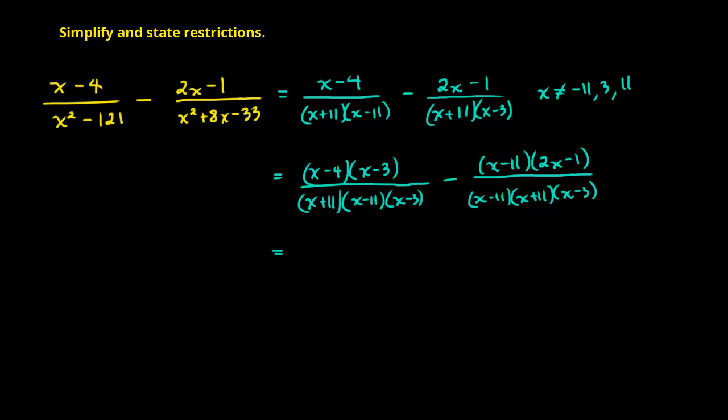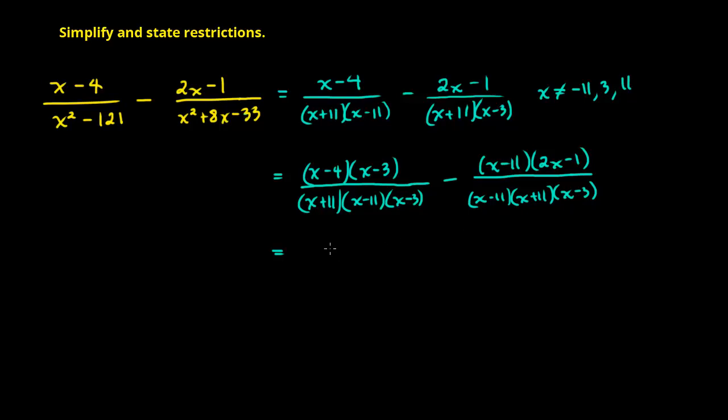Now we can go ahead and subtract (x - 11)(2x - 1) from (x - 4)(x - 3), because we have a common denominator. That is, the denominators are the same. And you might look at this and say, well, (x - 11)(x + 11)(x - 3) is written differently than my first fraction, but since multiplication is commutative, order of multiplication doesn't matter. That is, the two denominators are equivalent.